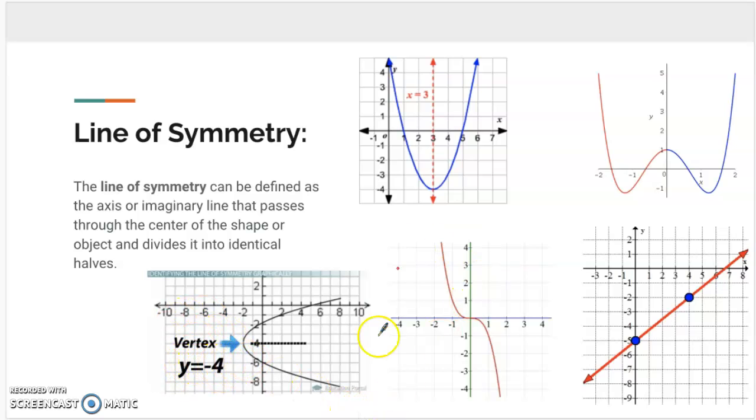There are also some that don't have one. There is no line here that I could draw that would make both of these shapes match up. So therefore, this would be no line of symmetry. This one we can draw a line right here, which means it would be x equals 0 because it is a vertical line, so it would be x equals, and then because it goes through that point, 0 right here.